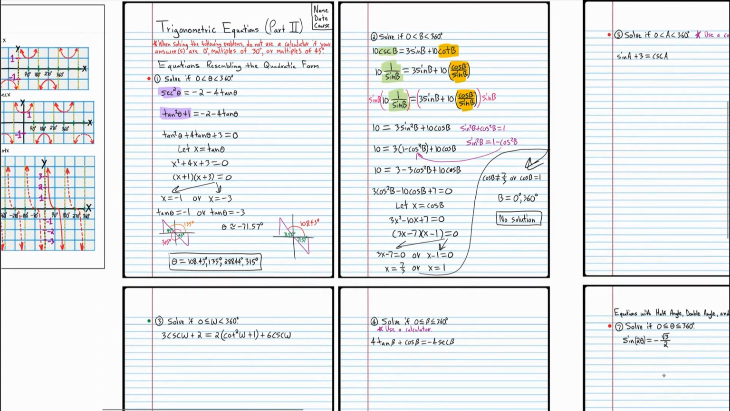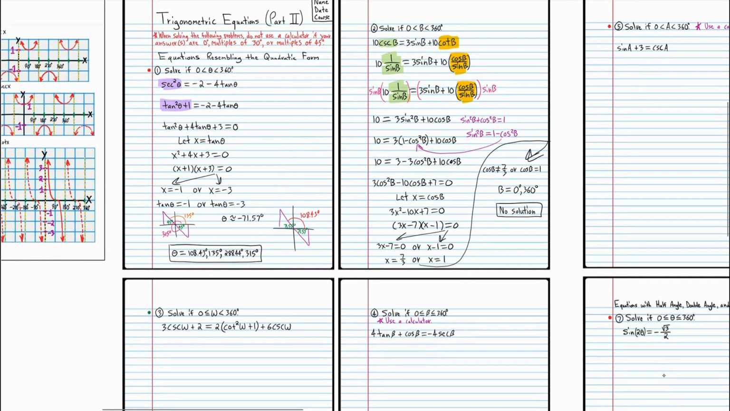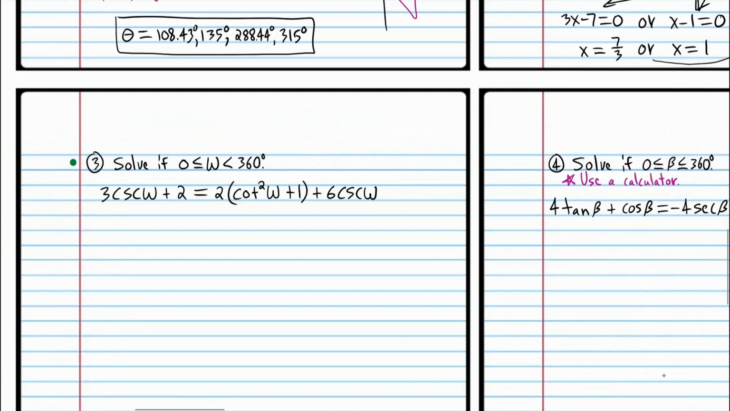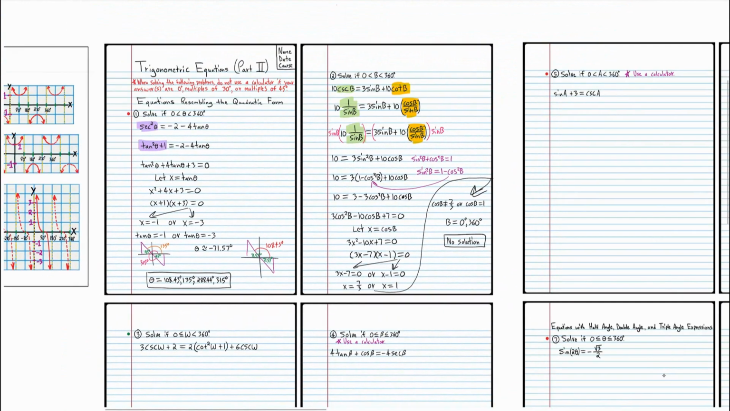So I want you to try number 3, and you can use number 1 to help you. I'm going to give you a hint. Remember, this is a Pythagorean identity. You don't have to do any manipulation. You can just use your Pythagorean identities. So go ahead and try number 3.